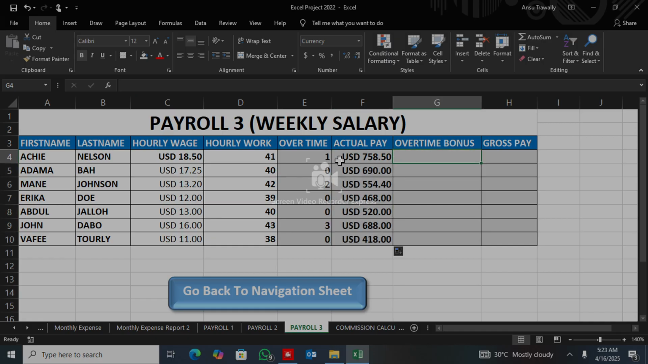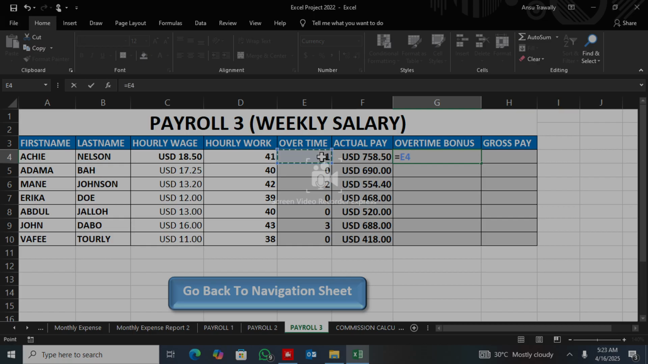But now since we have overtime, don't forget we want to add our overtime money there, so we should find our overtime bonus. To do this, this will be equal to the overtime multiplied by the hourly wage multiplied by 1.5. Why are we using the 1.5? Here we get the overtime bonus. The bonus that they give us is 1.5. So we multiply our overtime by the hourly wage and by the 1.5. So you click enter.